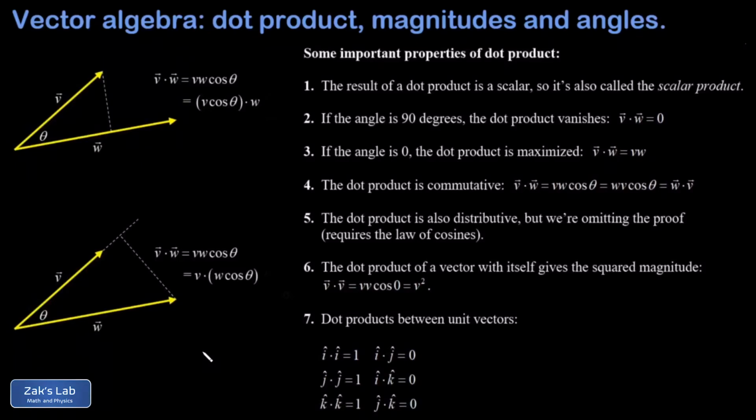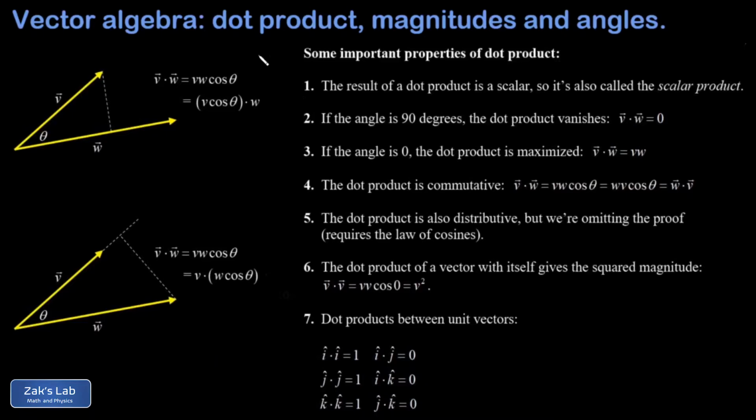In this video, we introduce the dot product starting from the geometric view, and then we semi-formally work out the algebraic formula for the dot product in terms of the vector components. And finally, we apply the dot product to computing vector magnitudes and angles between vectors.